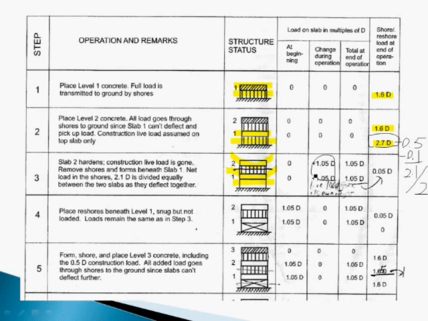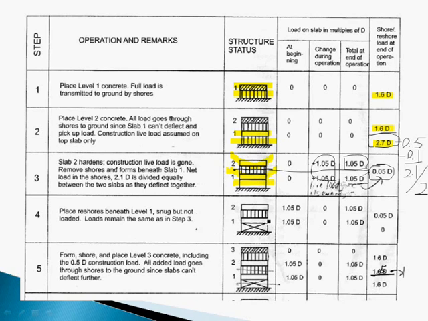And also for you to figure out the load on the second floor shoring, you want to use its previous load, which is 1.6D, minus the load now carried by slab 2. 1.6 minus 1.05. Also remember that the 0.5D of live load has been removed from slab 2. So totally 1.6 minus 1.05 minus 0.5 gives you 0.05D.